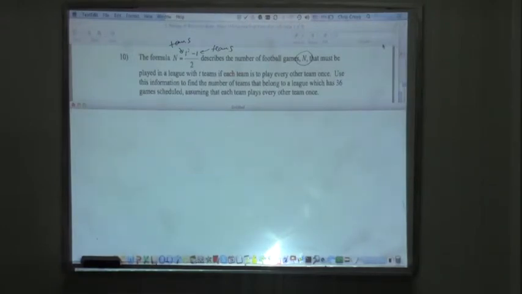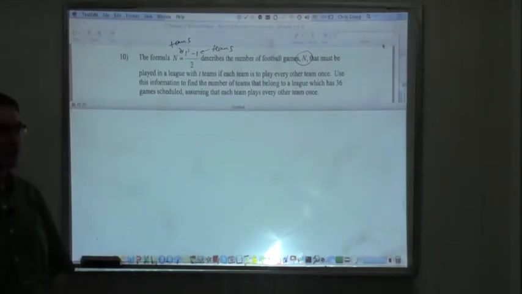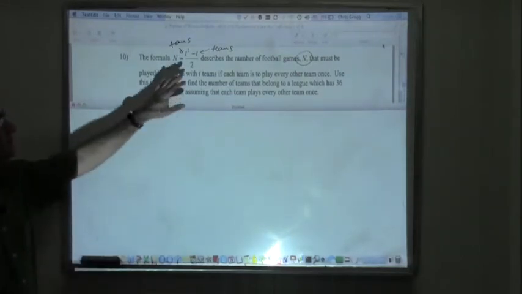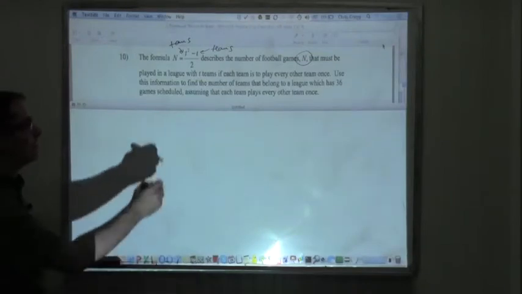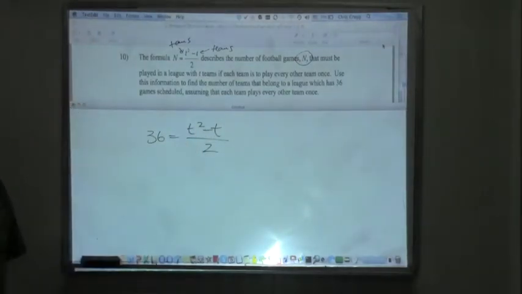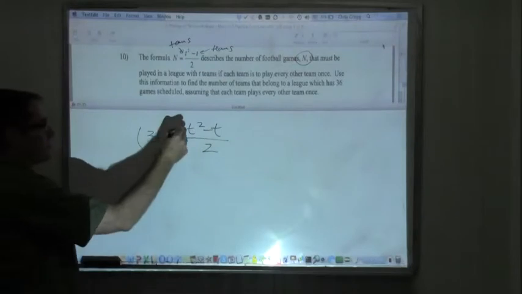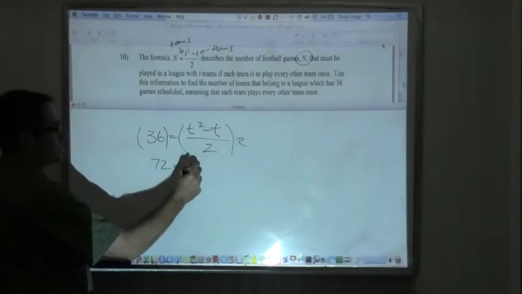If each team is to play every other team once, that's kind of cool. A lot of times you want to do that. You have six teams in the league, and everybody wants to play everybody else once. Use this information to find the number of teams that belong to a league which has 36 games. In this case, they don't give you T, they give you the number of games. You want to find out how many teams there are. 36 equals T squared minus T divided by 2. Multiply each side by 2. That's a good way to start. 72 equals T squared minus T.